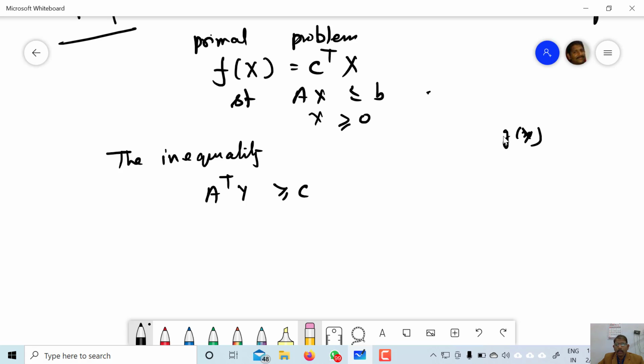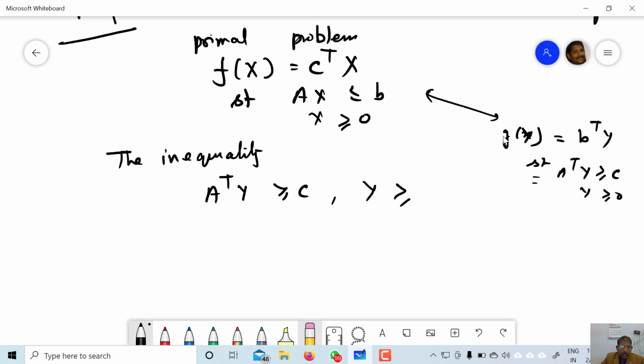g(y) equal to b transpose y such that A transpose y greater than or equal to c and y greater than or equal to 0, ये इसका ड्यूअल था. So from the inequality of the dual we can write A transpose y is greater than or equal to c and y was greater than or equal to 0, because there are two inequalities in this case. So for this case there exists a solution.